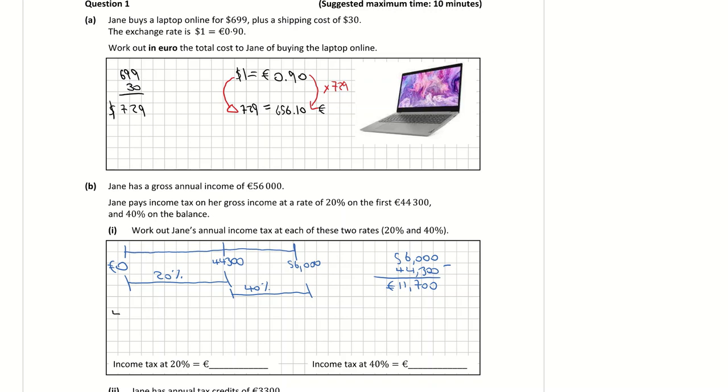My first one is going to be 44,300 euro at 20%. So I'm dividing by 100 and multiplying by 20, which gives me 8,860. My second one is 11,700 euro at the higher rate, which is 40%. So I'm dividing 11,700 by 100, then multiplying by 40, which gives 4,680 euro. Again, just make sure you put them in both of the spaces where they want your answers. So I'm writing 8,860 and 4,680.